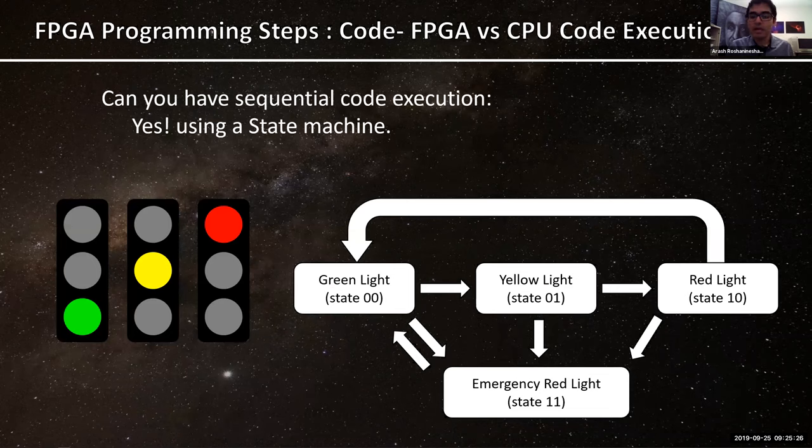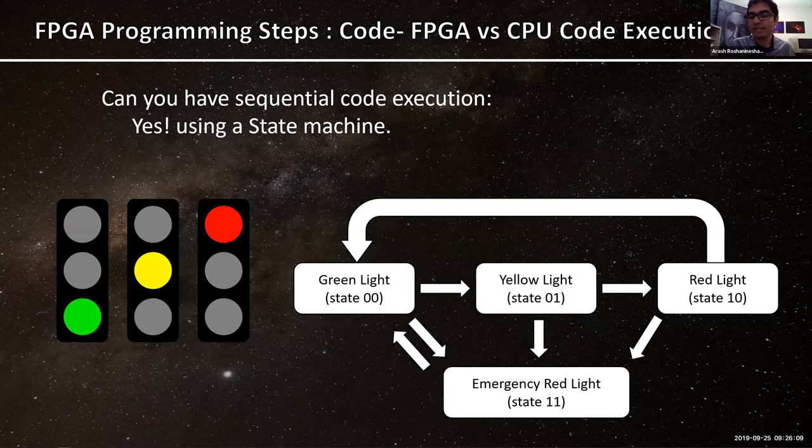Yes, we can. There's a method called a state machine that lets you have sequential behavior on an FPGA. Let's talk about a traffic light. First, the green light will go into the yellow light, which are different states. Green light is, let's say, 0 0, yellow light is 0 1, and then the yellow light will go to the red light, state 1 0. So if you implement a state machine, you can have sequential behavior on the FPGA.